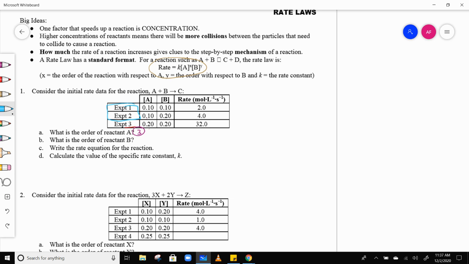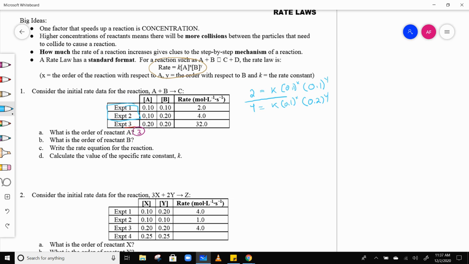Okay, so experiment 1, we have the rate is 2, and that's equal to K times 0.1 to the x, and then B is 0.1 to the y. In experiment 2, the rate is 4, and now we have 0.1 to the x, and then 0.2 to the y.